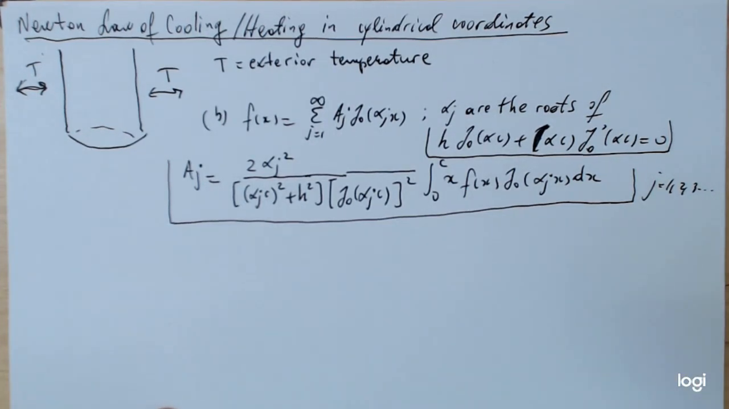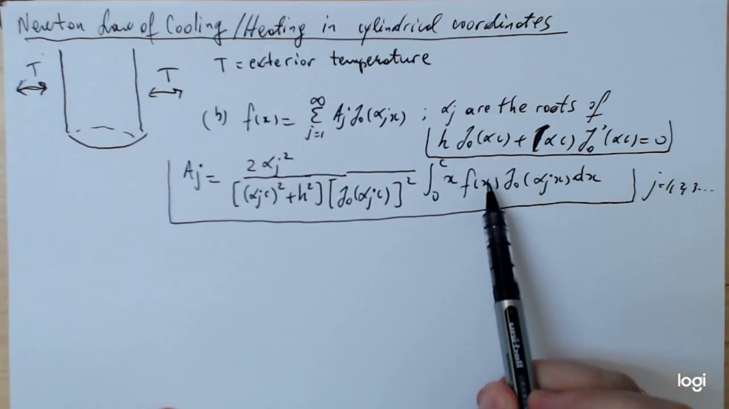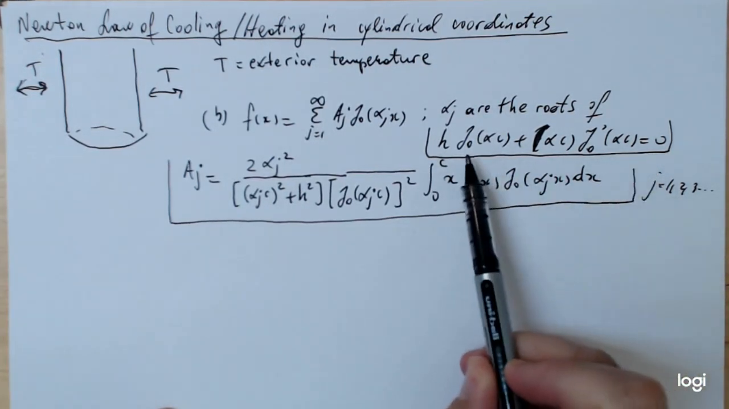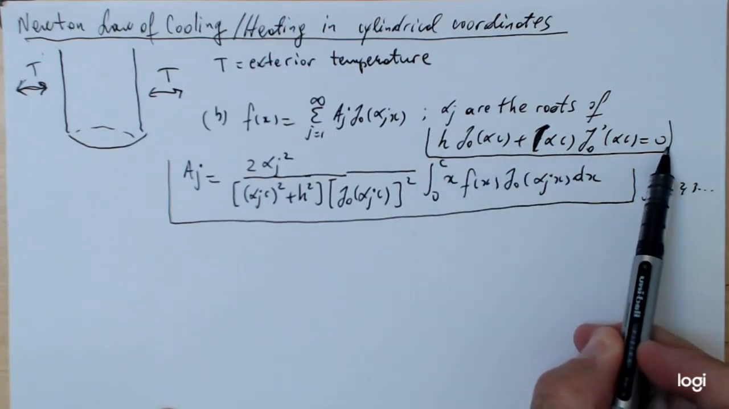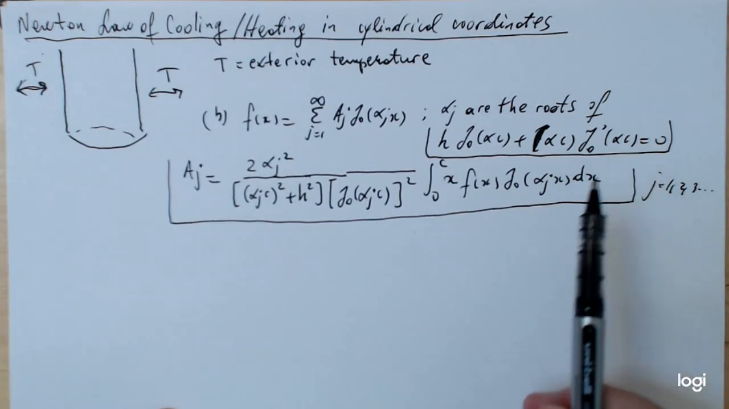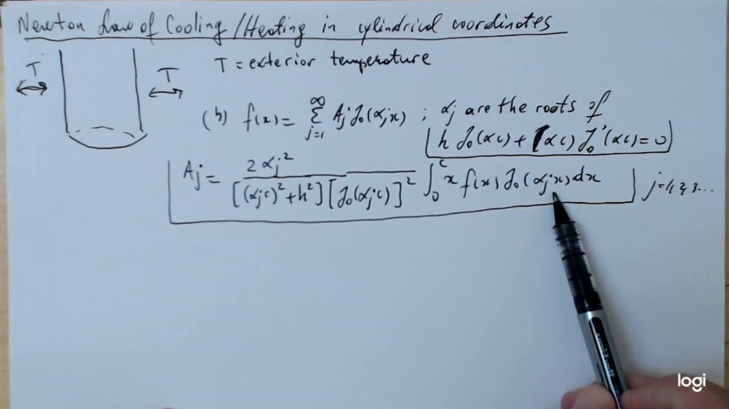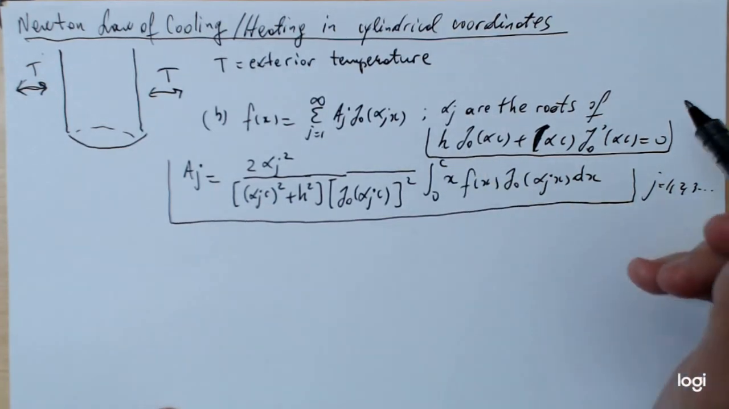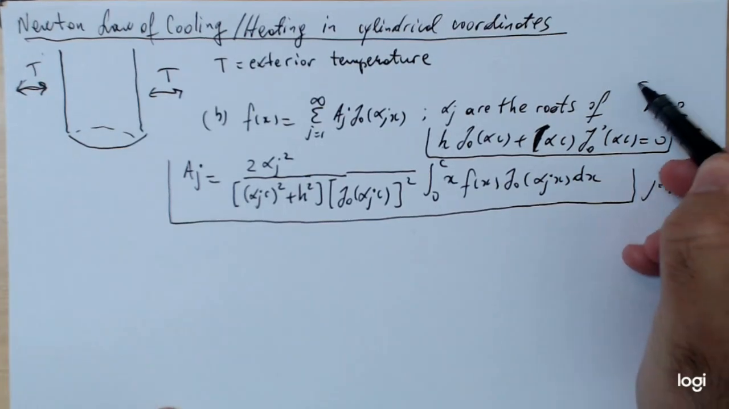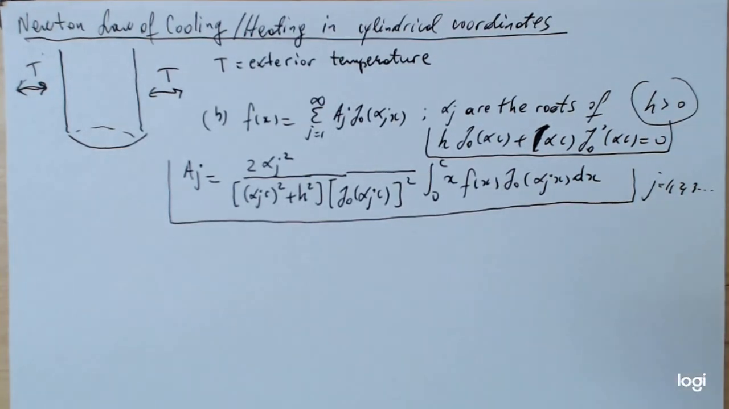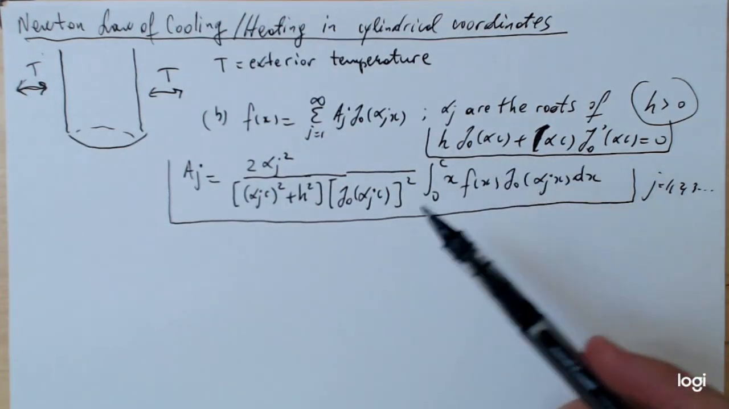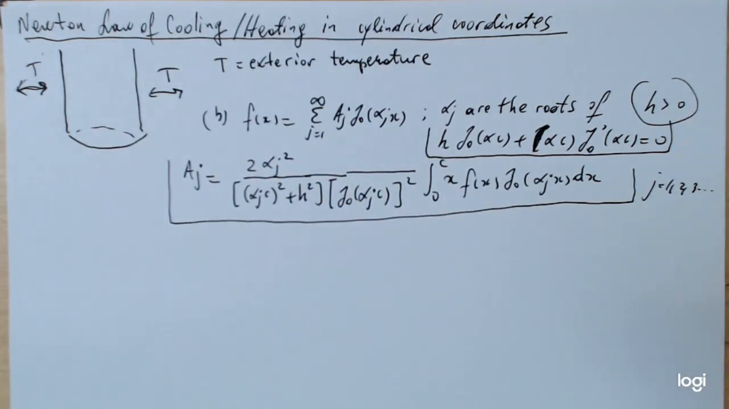Once again, make sure everybody understands this. The alpha j's come from the boundary condition. The alpha j's denote the infinitely many positive roots of this condition, and then you can find the Fourier series representation in terms of these Bessel functions. H is a physical constant as well, so H is greater than 0. As the title of the presentation mentions, this condition, as I'll show immediately, comes from Newton's law of cooling under certain assumptions. So H is a physical constant related to Newton's law of cooling.